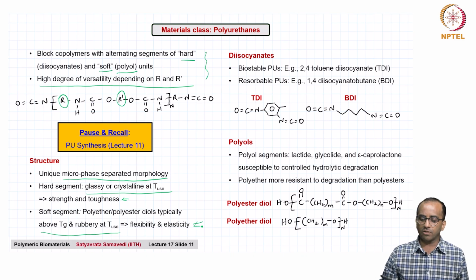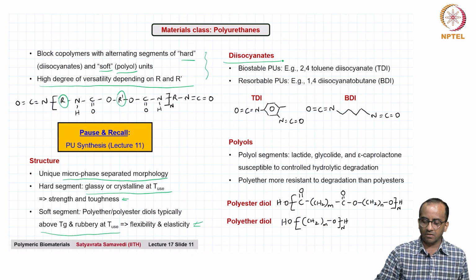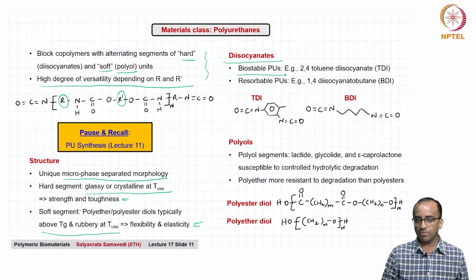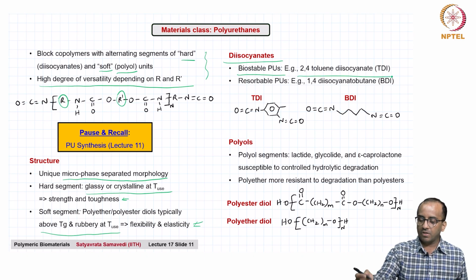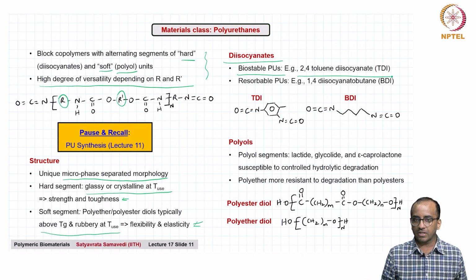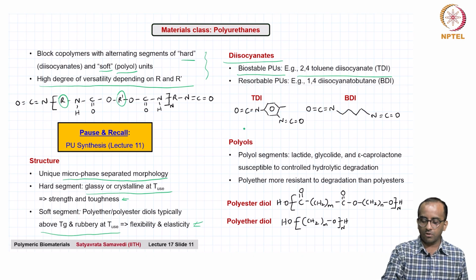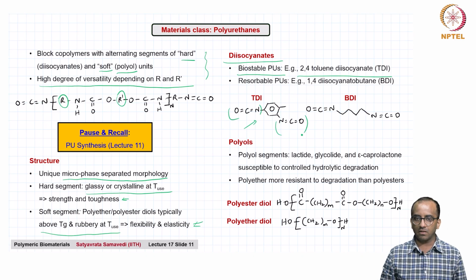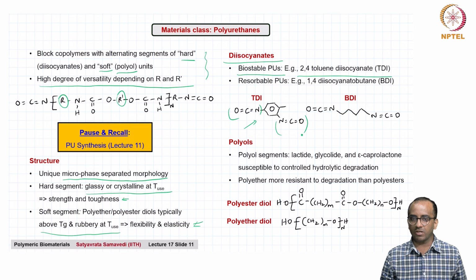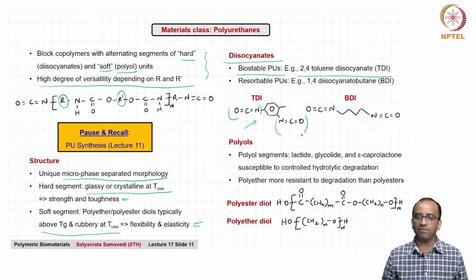And some examples of diisocyanates are provided here. If you want biostable polyurethanes, meaning polyurethanes that will last for a very long time, typically TDI, toluene diisocyanate, is used. So, the name should be very clear. You should be able to draw the structure given the name of the polymer simply by looking at the functionality.